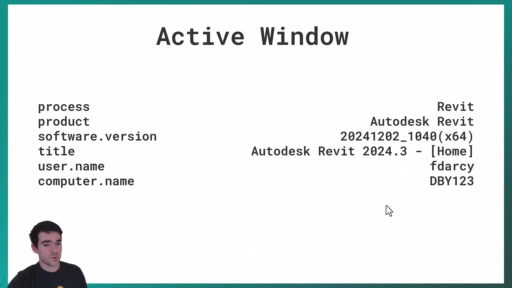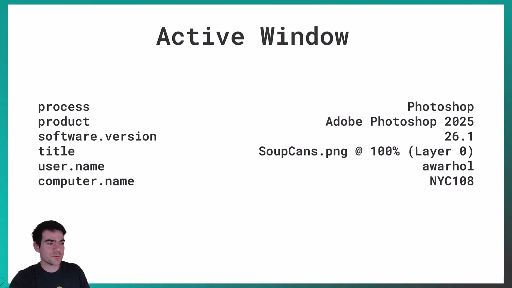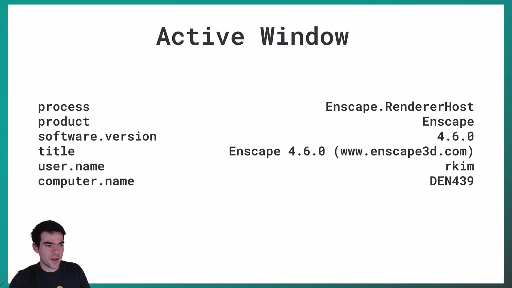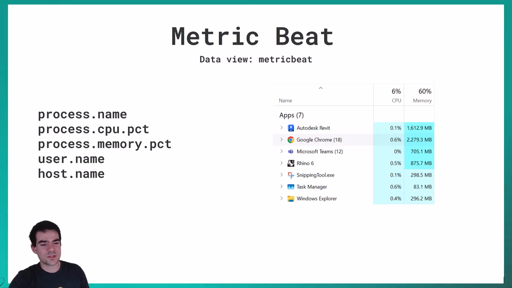So for example, if you're in Revit, it's going to log that the process name is Revit, the product is Autodesk Revit. It also collects the software version, the title of the window, the username, computer name. Similarly for Rhino, Photoshop, Bluebeam, Enscape, or SketchUp. Whatever window is active or forefront in the user's computer is going to collect information related to that process every minute.